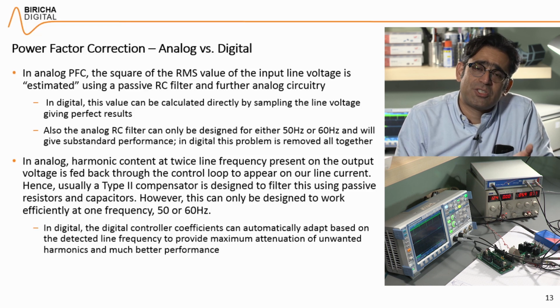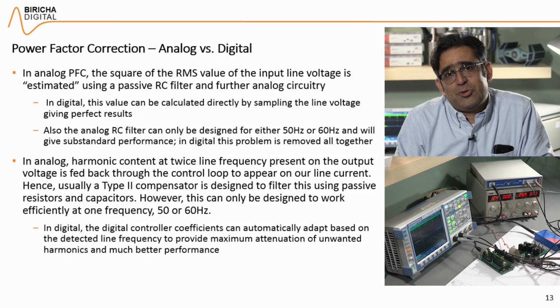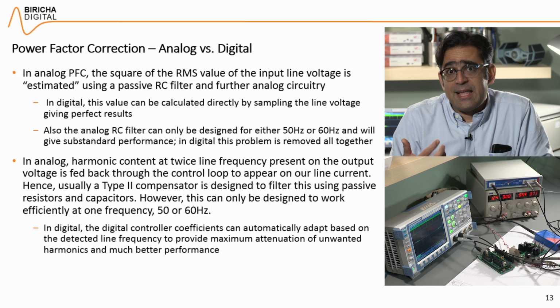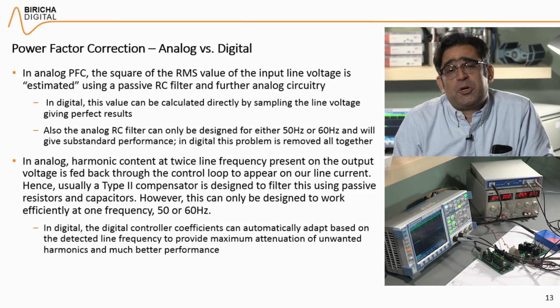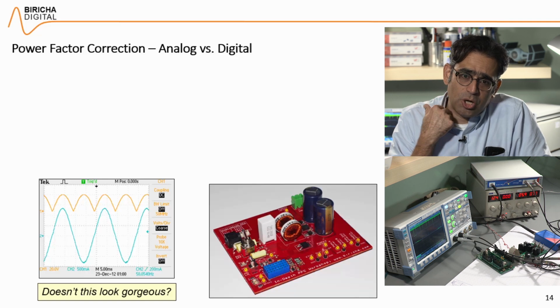It can be 50 Hertz or 60 Hertz. And of course, in digital, that is a digital filter, and therefore you can fix that. So as you can see, a digital PFC lends itself to high performance operation much more so than an analog one. This is an example that we use in our workshops.